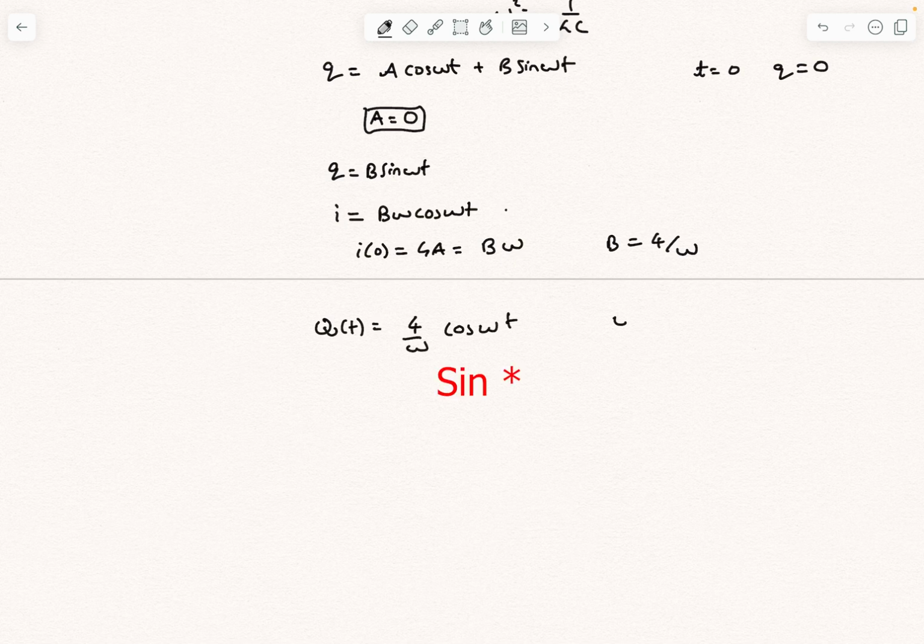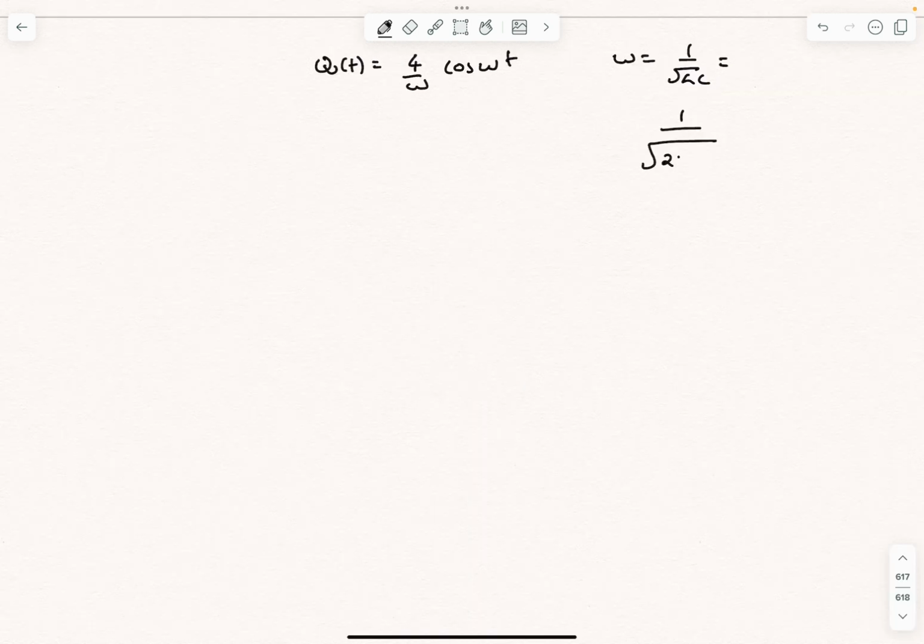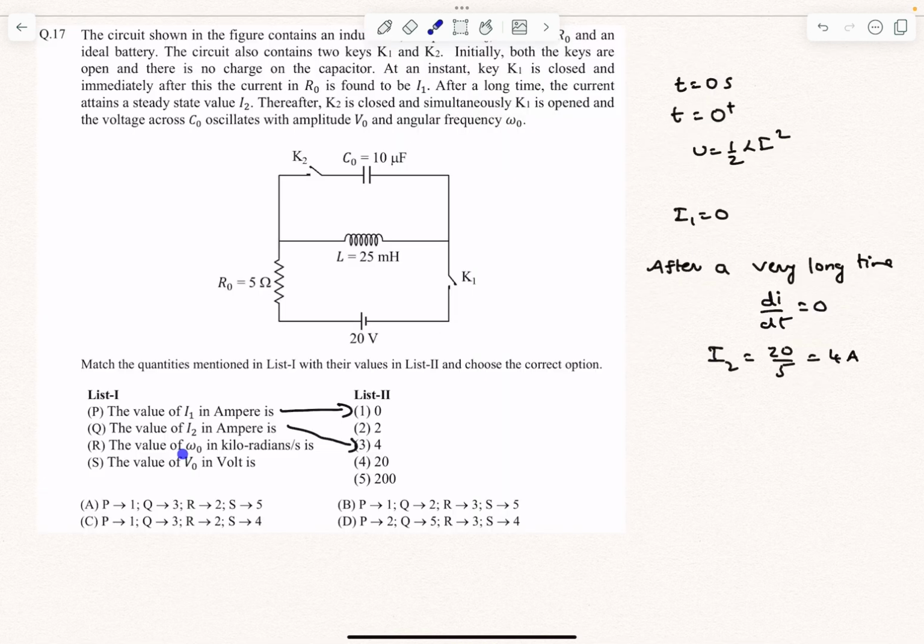And here omega is again 1 by root LC, which we can actually calculate. L is given to be 25 mH and capacitance is given to be 10 microfarad. So this, after solving, turns out to be 2000 radians per second. Now guys, they asked us the value of omega in kilo radians. So that would be 2000 divided by 1000, which is 2. R will match with 2.